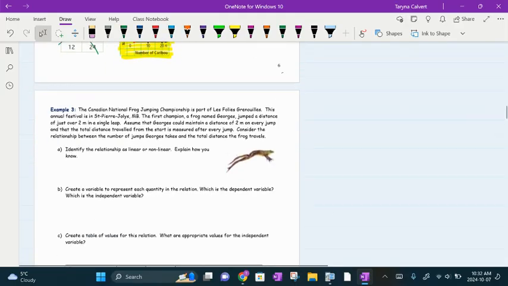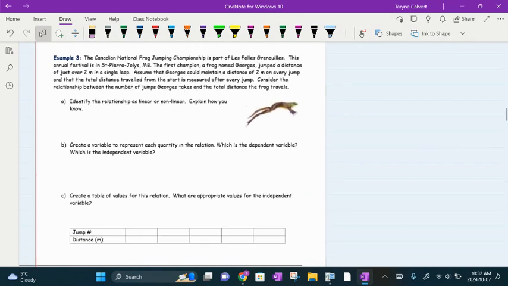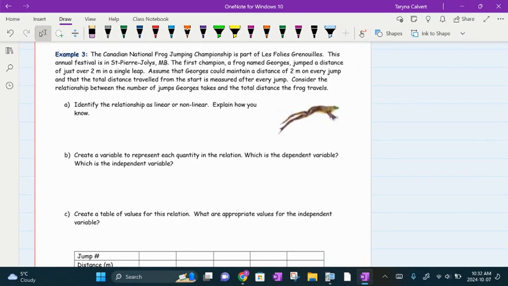All right, so the last question basically incorporates all of the definitions. So go ahead and read it, and it is a true story. It's not a made-up one.